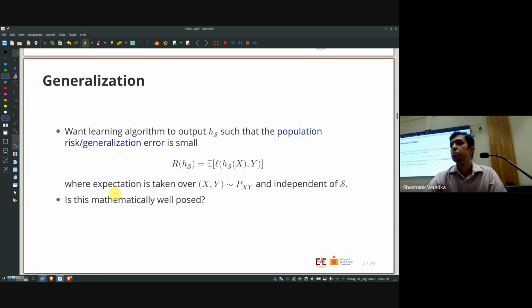Now, can we always do this? Is it possible to always achieve small population risk or generalization error for even a simple problem? It could be a very simple problem. Let's go back to the toy problem that we just discussed. Is it possible to design a learning algorithm for which we can achieve a small population risk? If yes, tell me why. If not, why not? What do you think? Just take a guess.